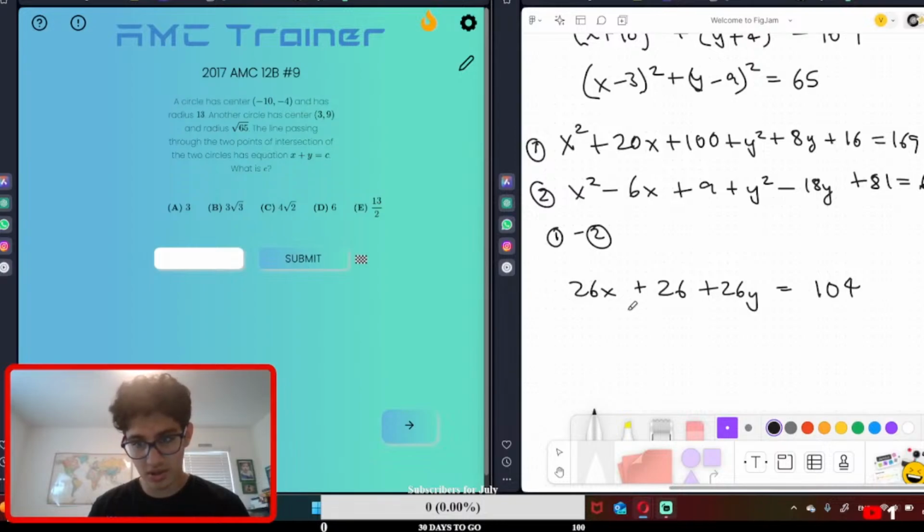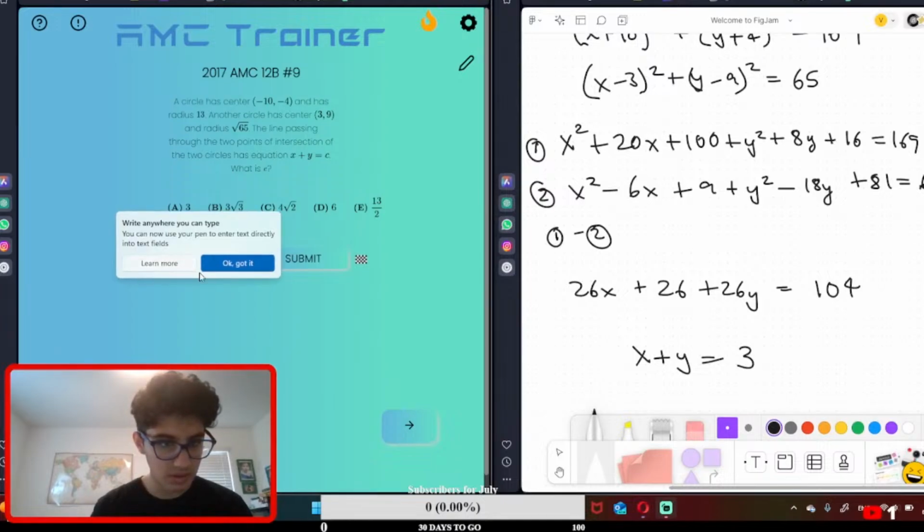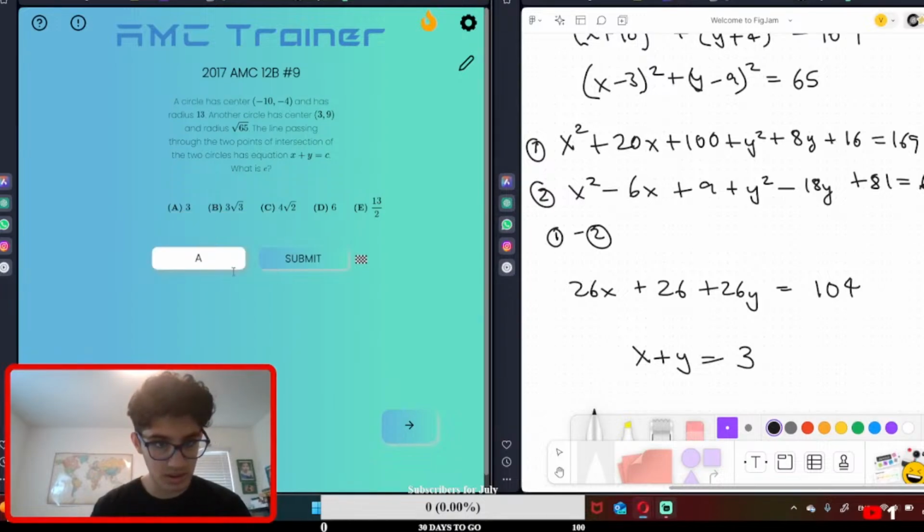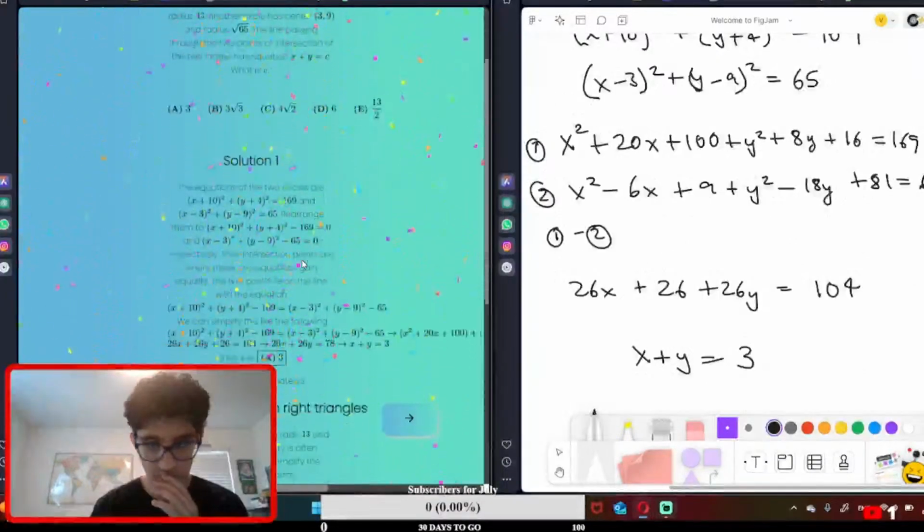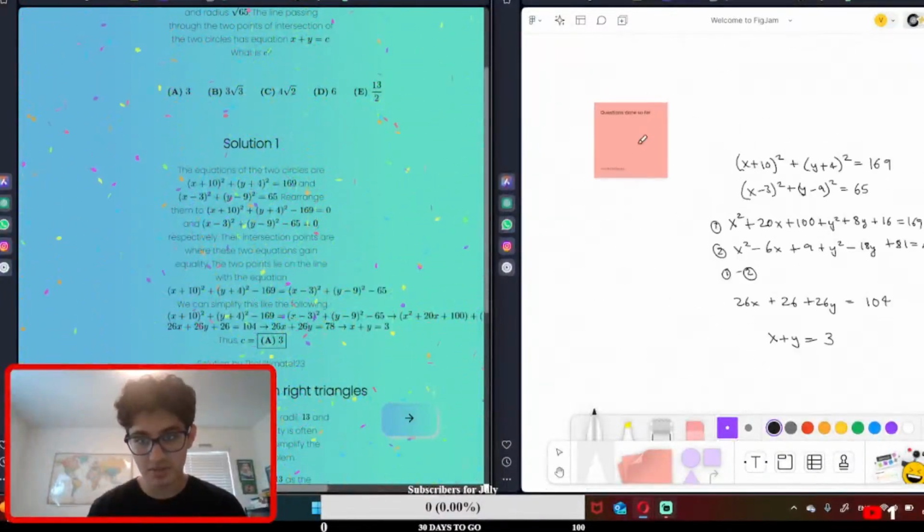If we divide everything by 26, we just get x plus y equals 4. You subtract 1, you get 3. So the answer should just be 3. Okay, 3, so it'll be A. Yeah, correct. So that's the first question.